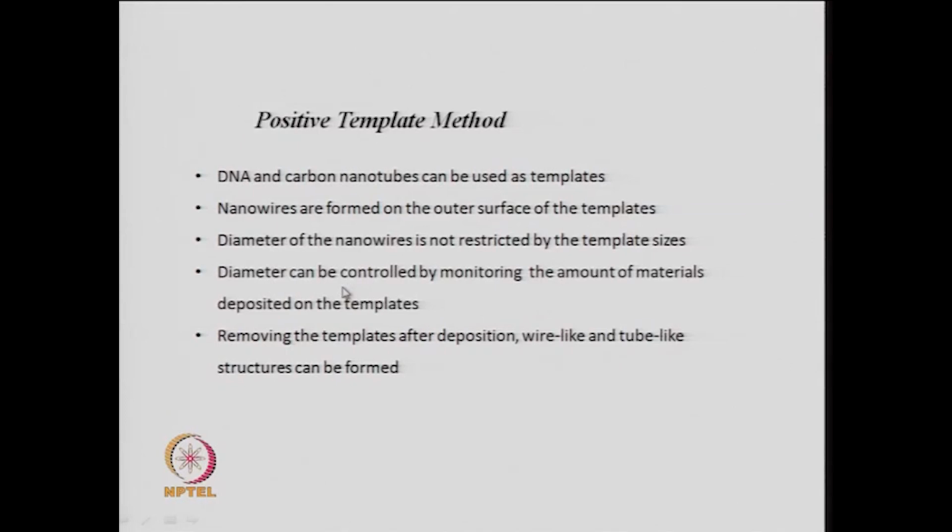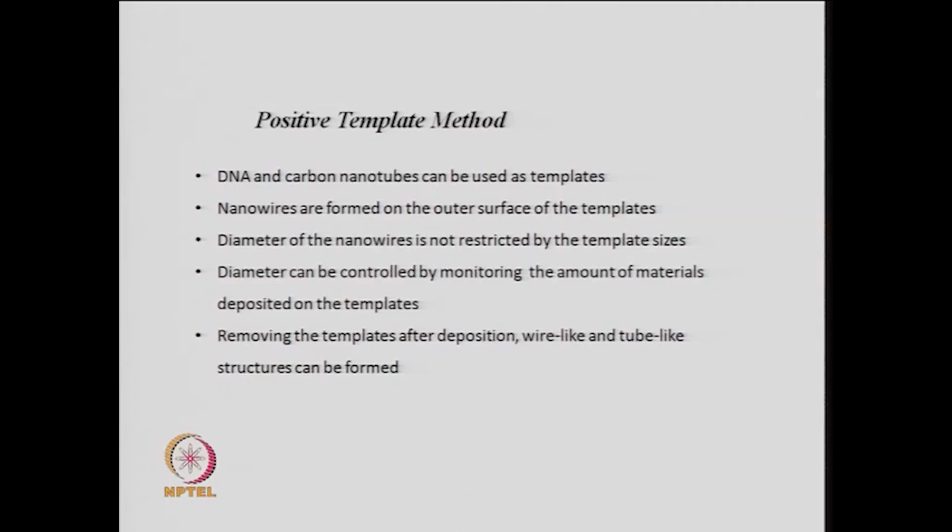The diameter of the material which you are growing can be controlled by monitoring or controlling the amount of material being deposited on the template. So, how much material you are flowing or making them deposit will control the diameter, not the pore size, not the template itself. Removing the templates after deposition will result in wire-like or tube-like structures.